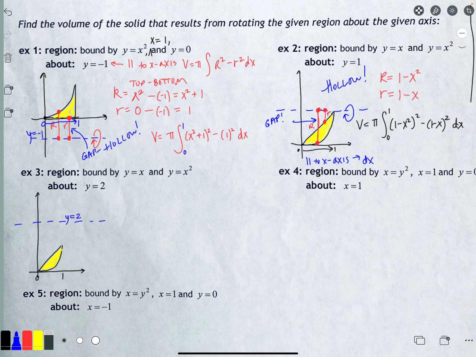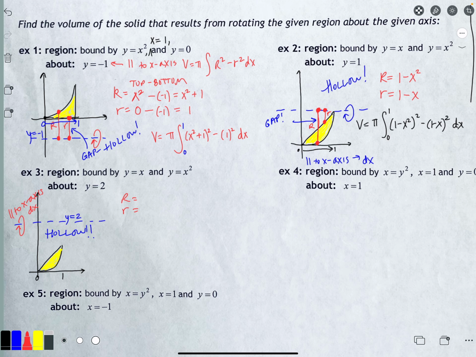All right, and it's so much easier to see the gap here where I'm going to be hollow. Okay, so if I have hollow, I'm going to need big R and little r. I am going about a line that's parallel to the x-axis. So it's going to be in terms of x.